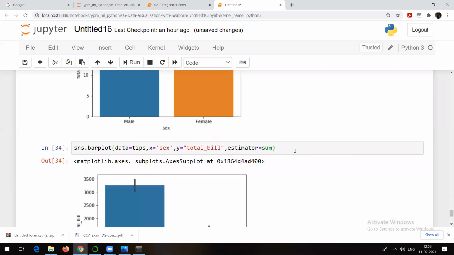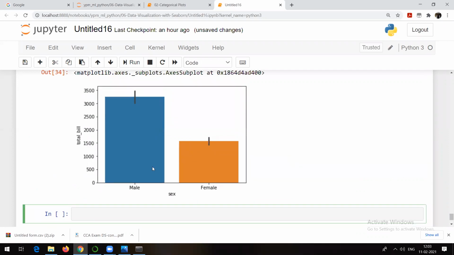Let me check. Now see, the sum of the total bill generated by male is very much high as compared to the sum of the total bill generated by female. It means, it's a good analysis for a restaurant owner. That means he can understand that males prefer visiting the restaurant more, or it can be seen that males have generated more bill as compared to females, right? So see, near about more than $3,000, and this is near about $1,500. So almost double, you can say, right? So yes, you can actually do that.